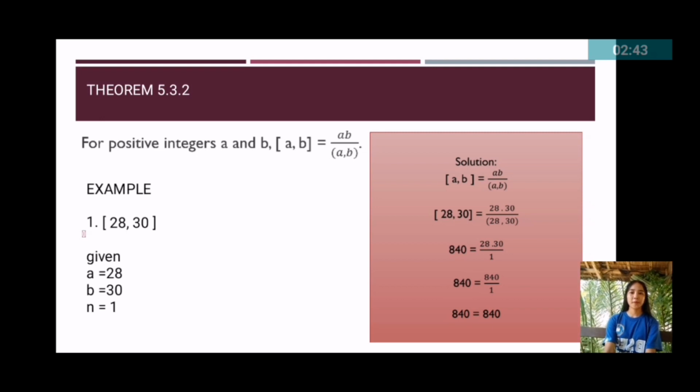Solution. LCM of a and b is equal to ab over GCD of a and b. Then substitute the values of a and b. Our a is 28 and our b is 30, so it is equal to 28 times 30 over GCD of 28 and 30. 28 times 30 is 840, over 2. Then 840 over 2 is equal to 420.